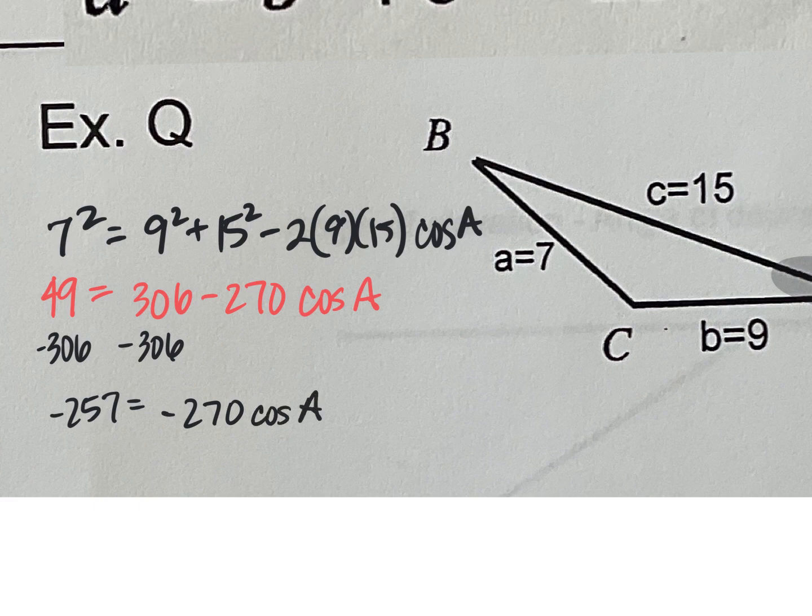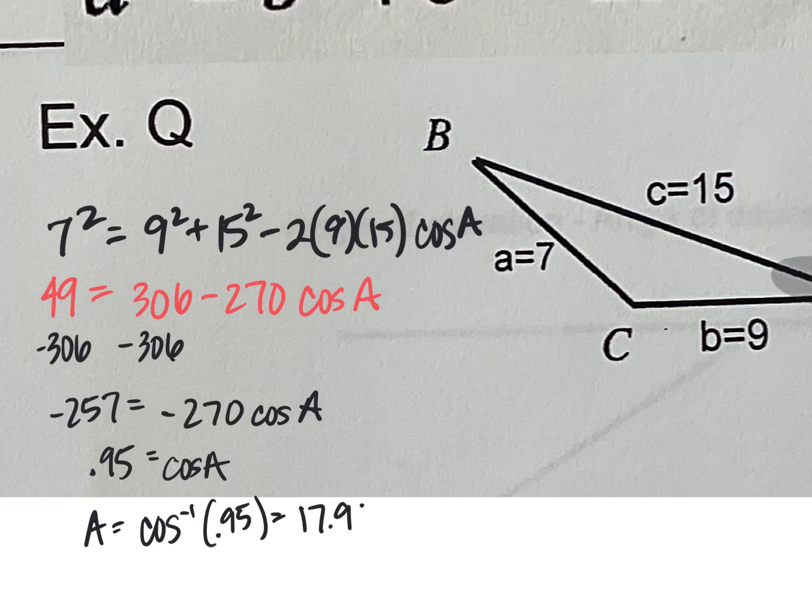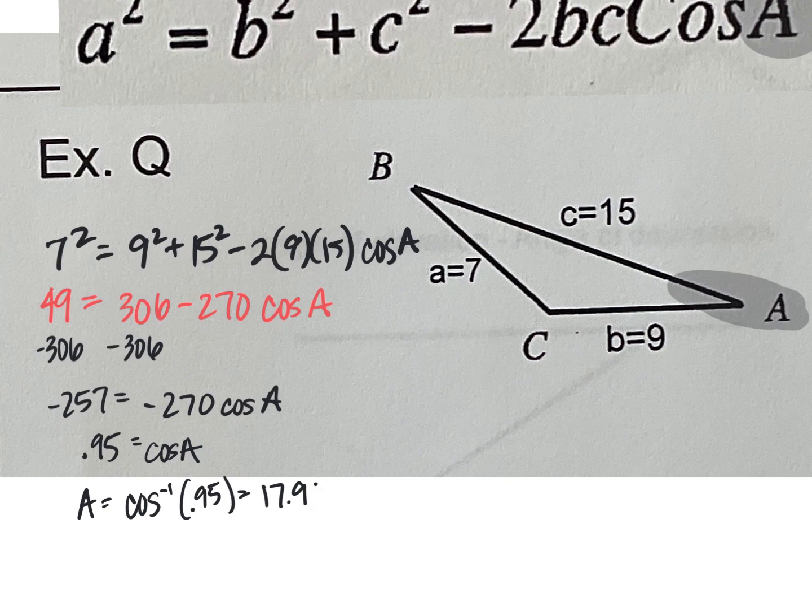And then negative 270, right? Make sure to keep it negative. So we get 0.95 equals the cosine of A. To get A, we do inverse cosine. Excellent, Mateo. Second cosine, up arrow. 17.9? We got A to be 17.9 degrees, right?